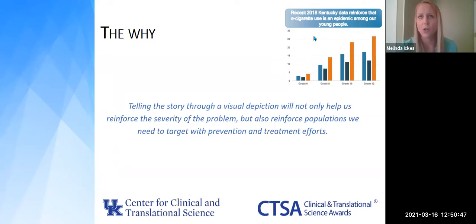So, really, as Joel mentioned, I think if I were to go into a classroom and say, here are the statistics of young people using e-cigarettes in your age group, most young people are going to tune out. They're not really going to think that that's relevant to them or that they're at risk. And so I loved the idea of thinking about how to tell the story through a visual depiction to not only reinforce the severity of this problem and that they are susceptible, but also to think about who we really need to target with prevention, but also treatment efforts. And so, the team was amazing in helping me pull this together and make this vision a reality.